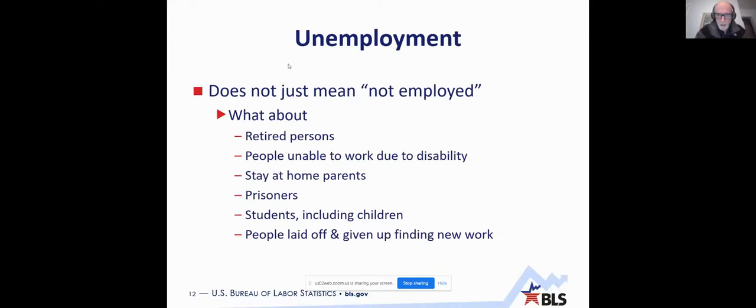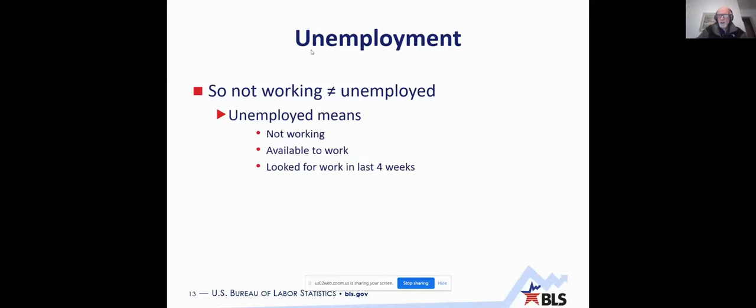So, let's look at unemployment a little bit. For us, unemployment doesn't just mean not employed, because do we really want to count as unemployed all the people that are retired or unable to work, say for disability, stay-at-home parents, prisoners, students, including children, or people laid off and have given up finding new work? So not working is not the same thing as unemployed. So for us, unemployment means that you're not working, but you're available to work, and that you've been looking for work in the last 4 weeks.